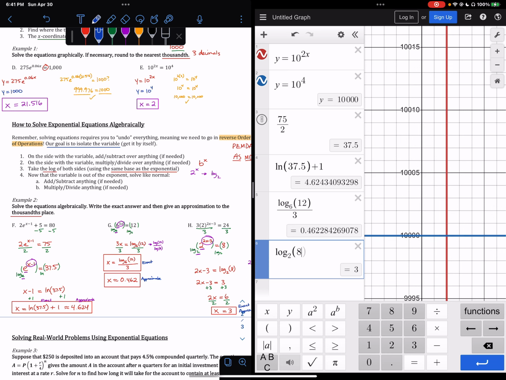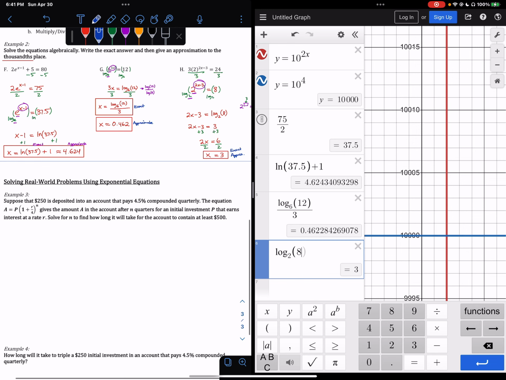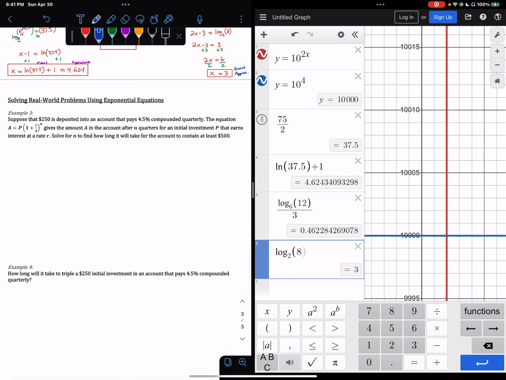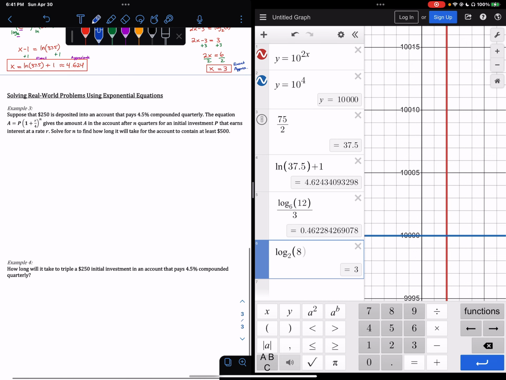And now using that, we can go ahead and use these two methods to solve real world problems. So examples 3 and 4 are just some word problems to look at. Example 3: suppose that $250 is deposited into an account that pays 4.5% compounded quarterly.